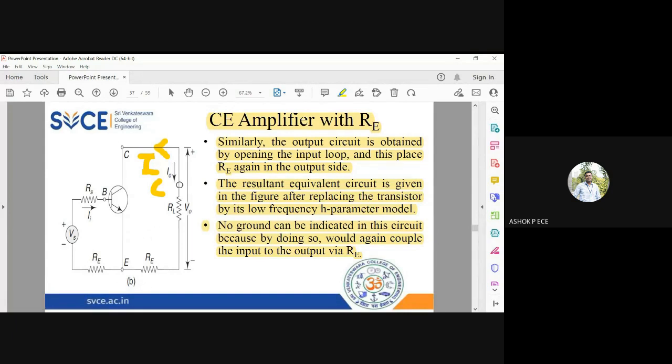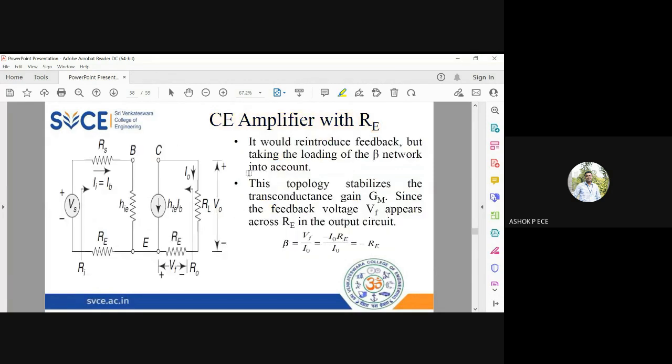So after this, you draw the AC equivalent. You will be replacing the transistor with the equivalent h parameter model. So see here, it is very simple. We consider only hie for the transistor. So RS and RE will be there. On the output side you have hfe times IB followed by RL and RE.